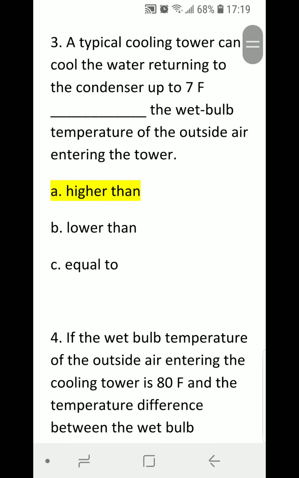Number 3. A typical cooling tower can cool the water returning to the condenser up to 7 Fahrenheit blank the wet bulb temperature of the outside air entering the tower. A. Higher than. B. Lower than. C. Equal to. Correct answer is A. Higher than.